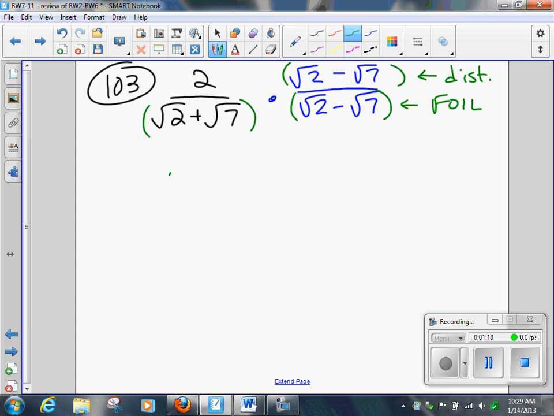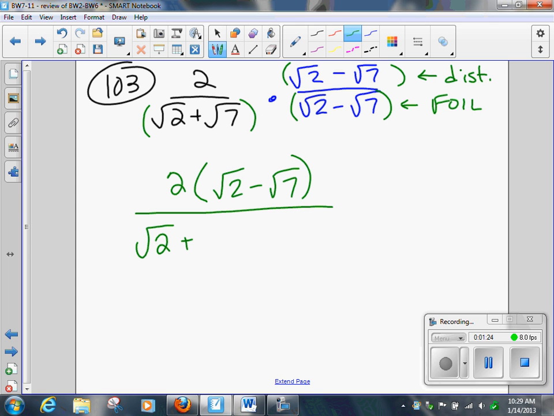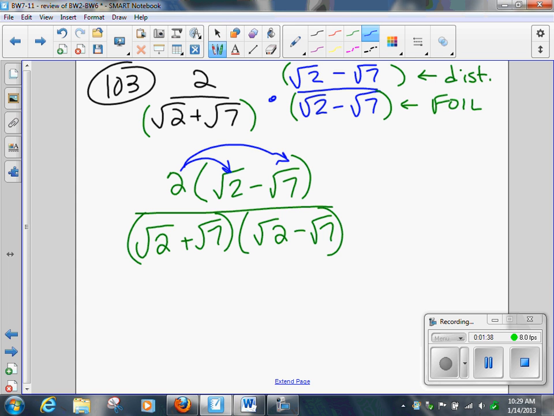Hold that thought. You don't have to write this out this way, but I am for instruction purposes, because you need to see that you're going to distribute. You need to see that you're going to FOIL this out, okay? Here we go. Now is when we get 2 root 2 minus 2 root 7.